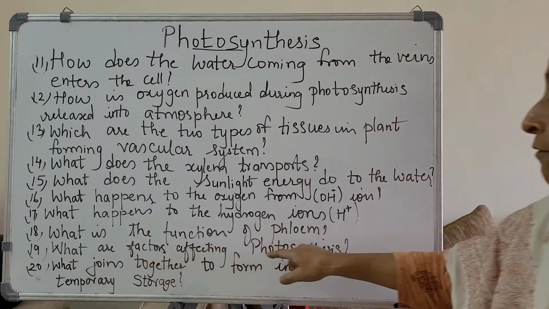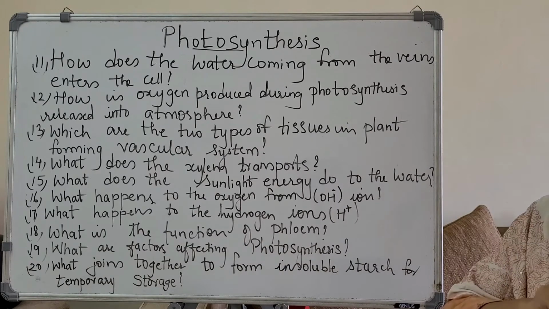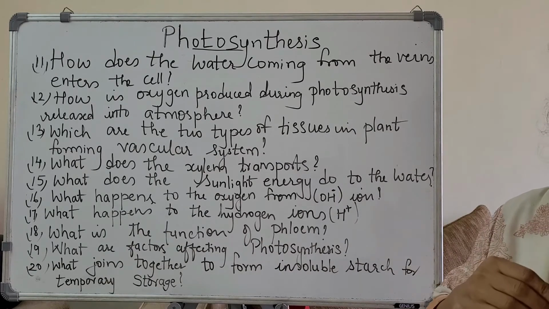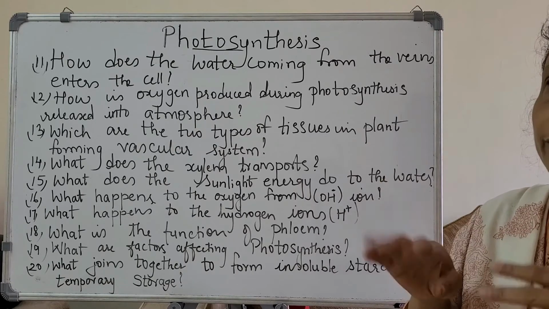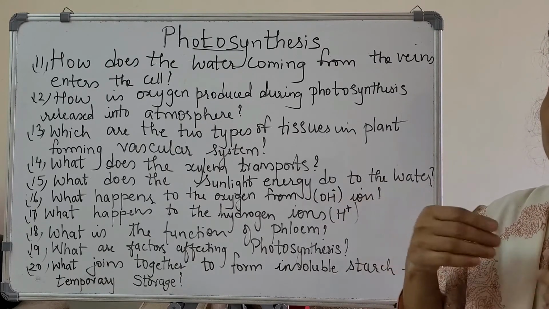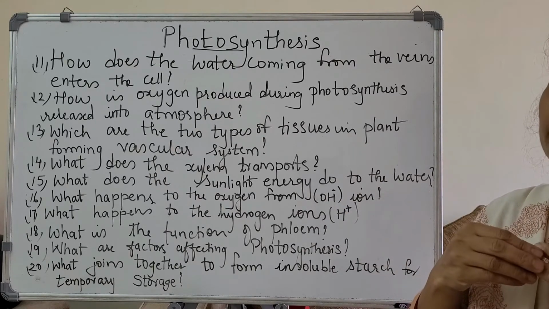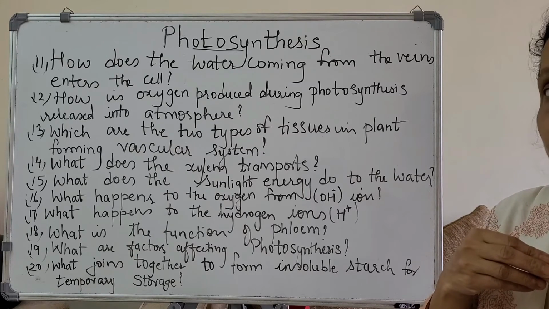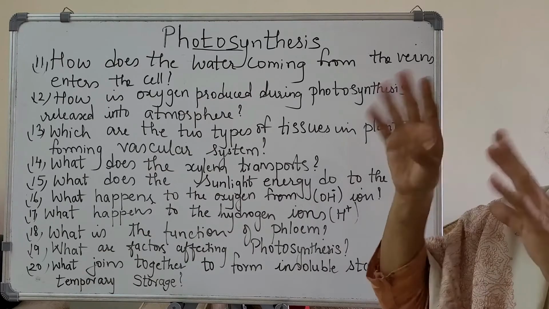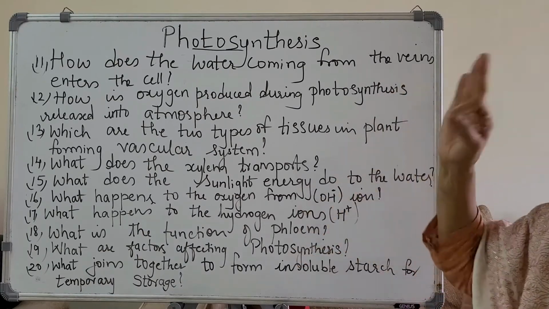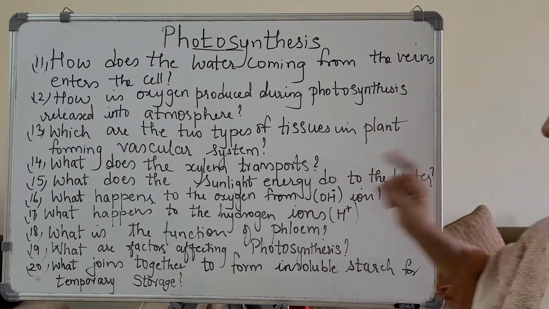What are the factors affecting photosynthesis? Naturally, carbon dioxide will affect. Sunlight will affect. No sunlight, no photosynthesis. No carbon dioxide, no photosynthesis. And the temperature has to be very normal, around 40 degrees. If it is very low, no photosynthesis. Very high, no photosynthesis. So these are the three factors affecting photosynthesis.